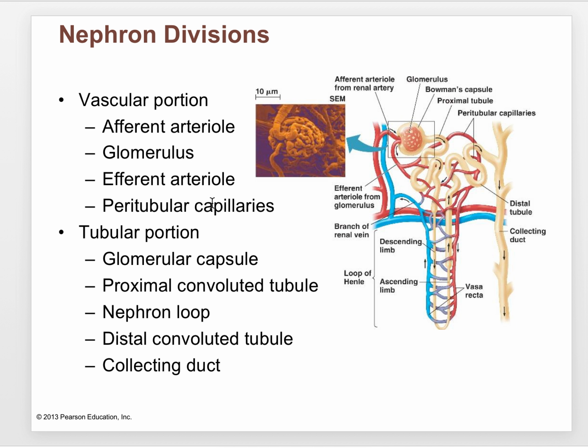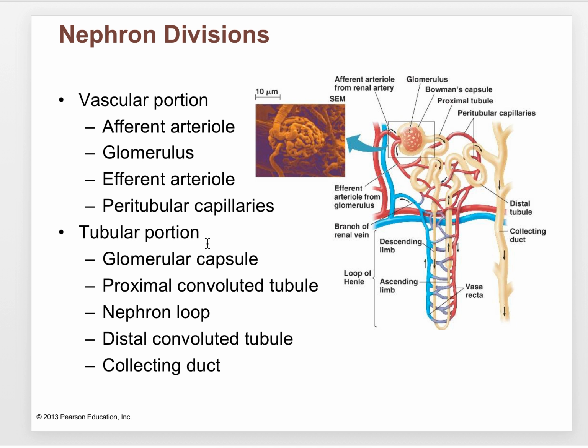Peritubular, peri means around, like perimeter means around, like a perimeter fence is around the perimeter. Peritubular means around the tubules. So these tubes are surrounded by blood vessels called the peritubular capillaries. All that's the vascular portion.